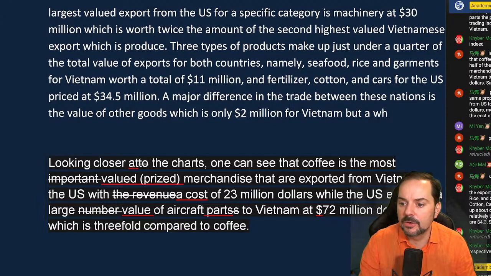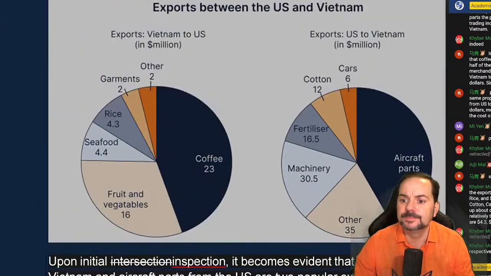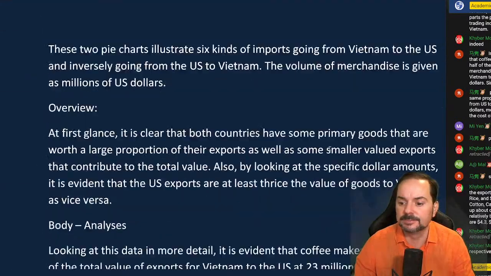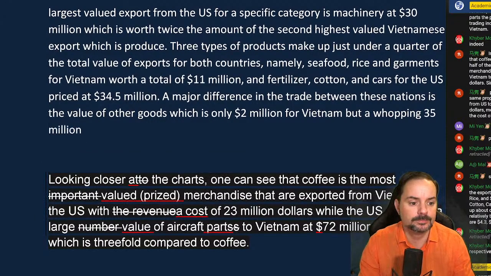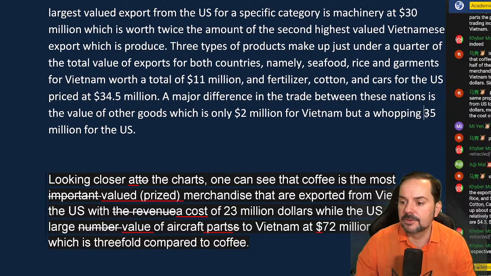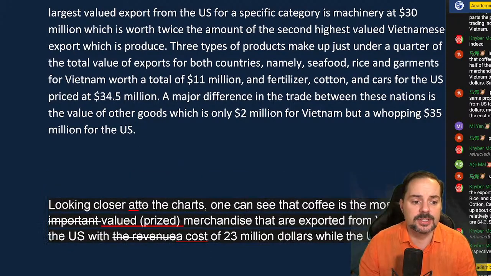But a whopping, was it 32 million? 35 million dollars for the US. Okay, and let's not forget our dollar sign. Okay, and now I need to write a summary as well, and I'm going to do that.